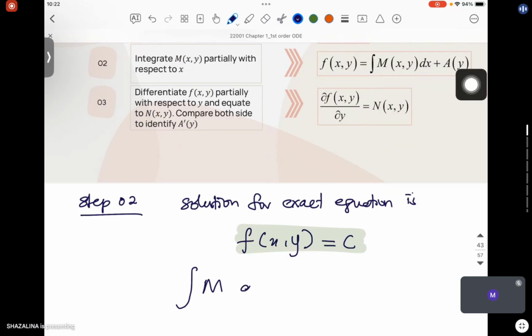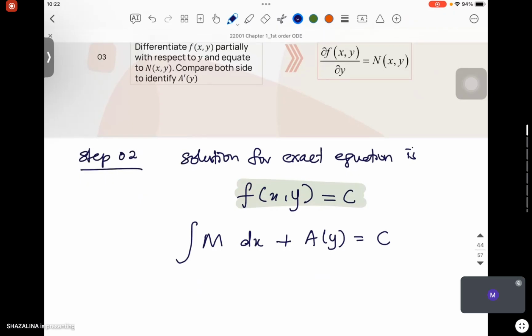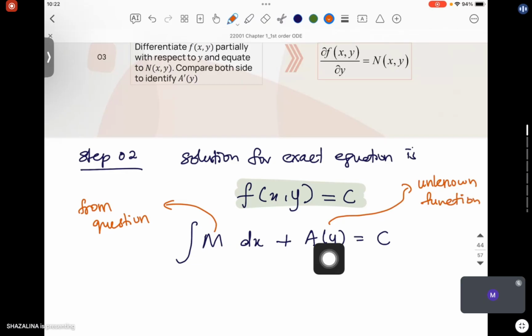So integrate M with respect to x plus another function of y. You may take a note. This comes from the equation. Okay, M ni daripada equation. Then a(y), a(y) adalah unknown function. Okay, unknown function ni apa? Function ni kita tak tahu.